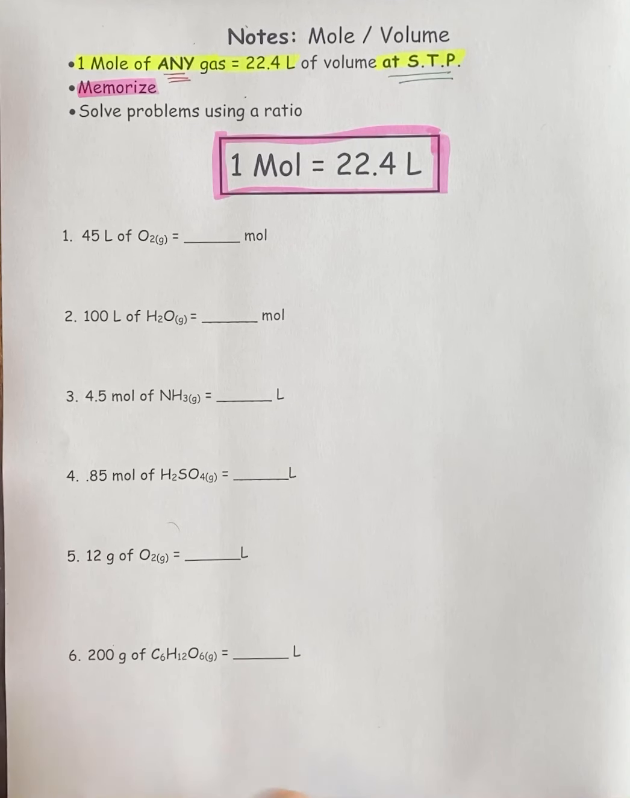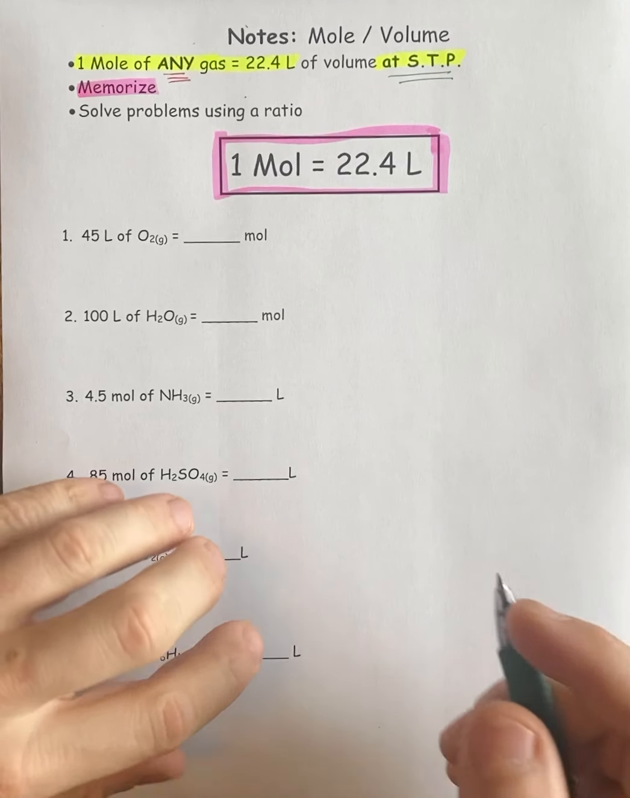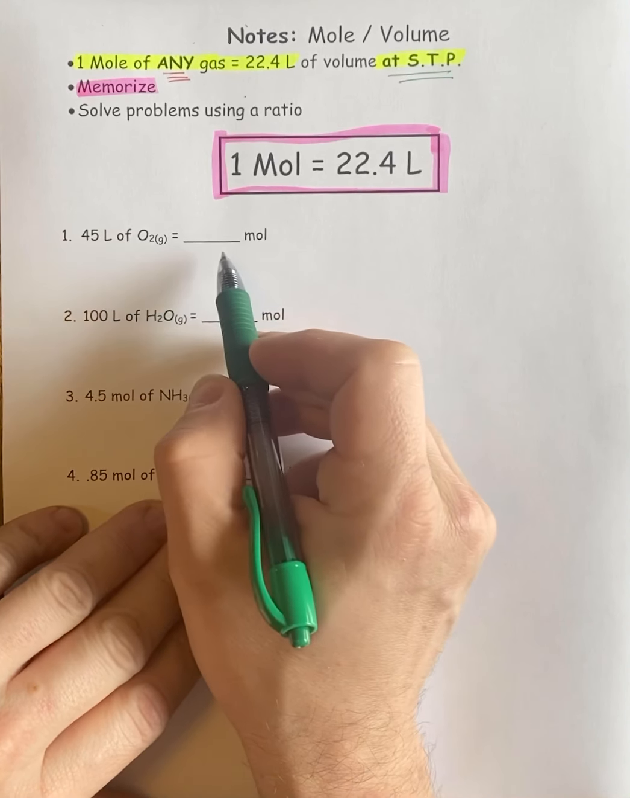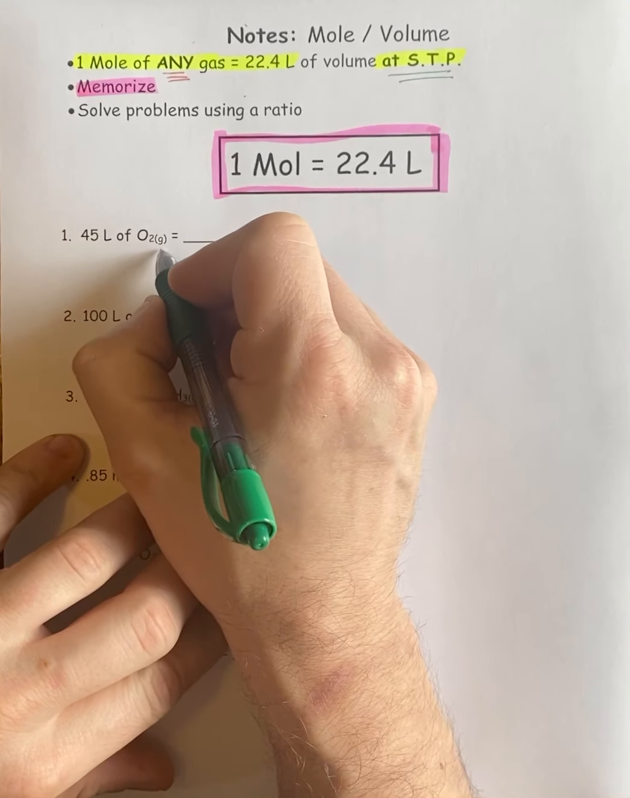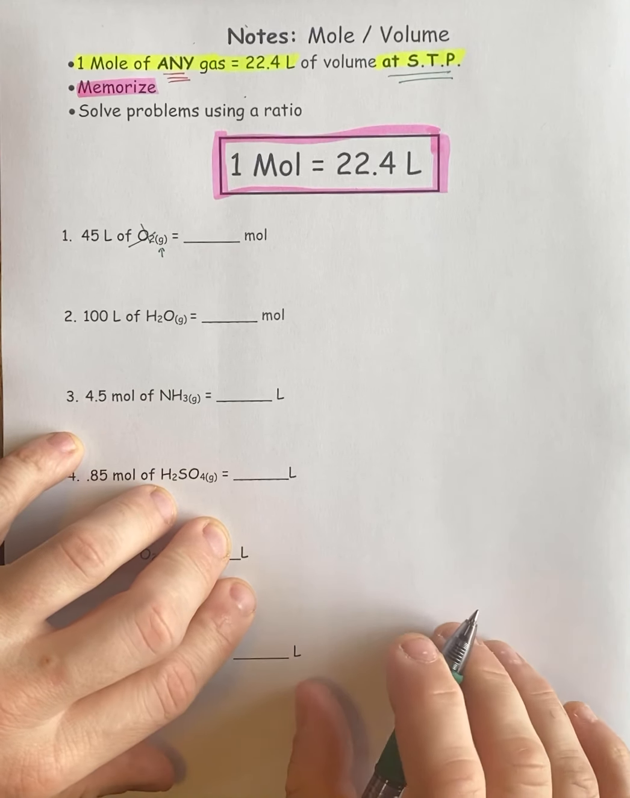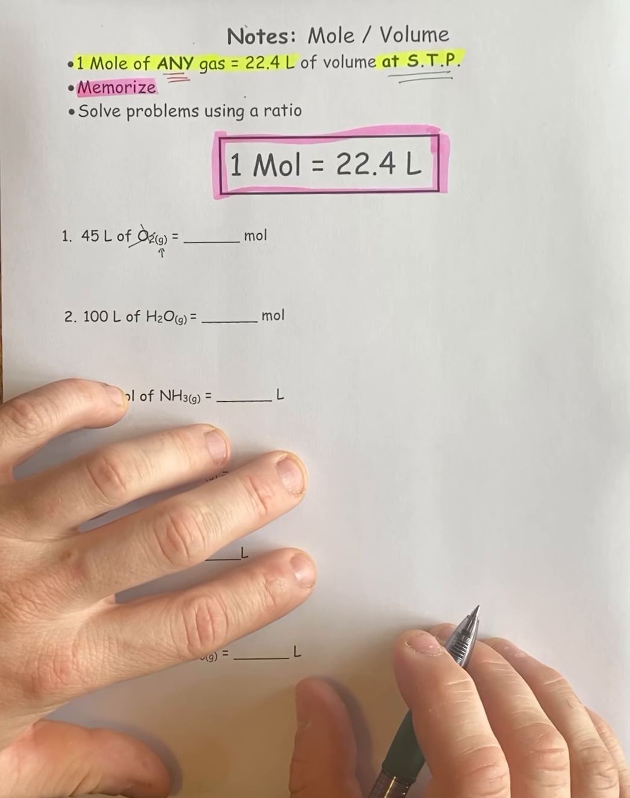So the way you do it is pretty simple. You're just going to set up a ratio. So here's my first question. 45 liters of oxygen gas, how many moles would it be? So here's the good thing. As long as it says gas, I don't care about the fact that it says oxygen. That does not matter. I'm going to set up a ratio to solve my problem.